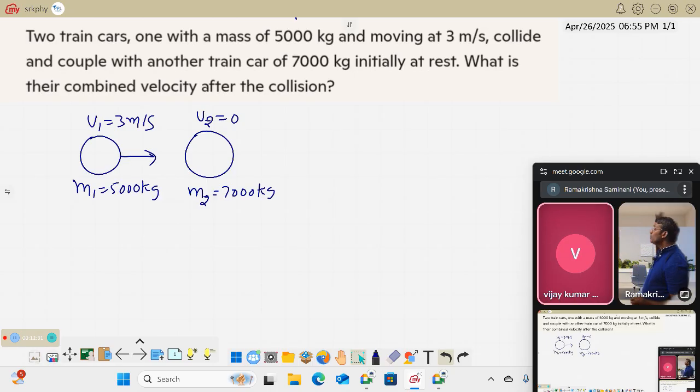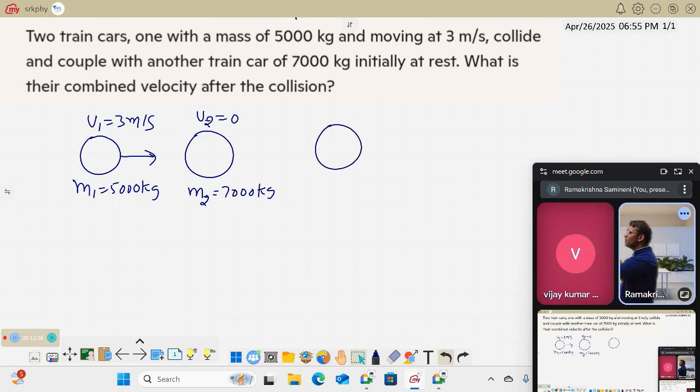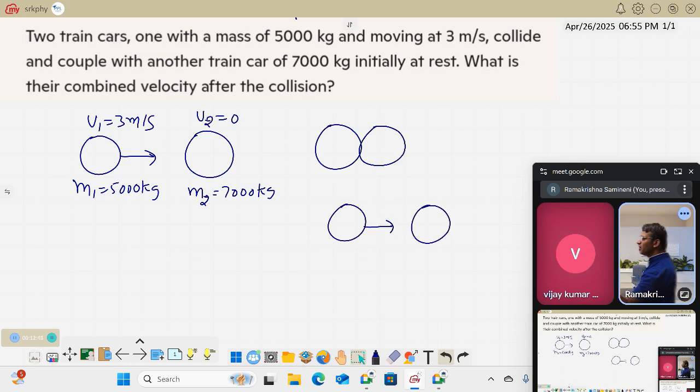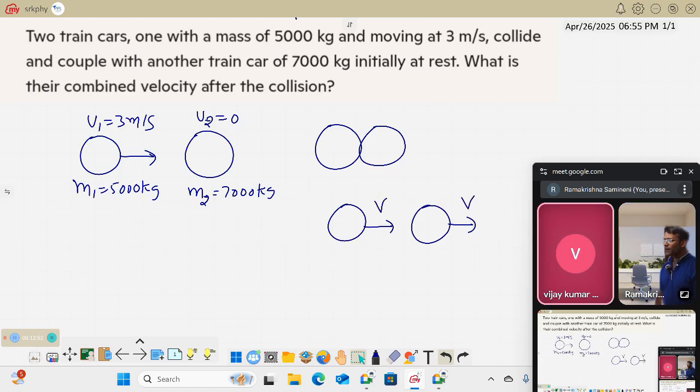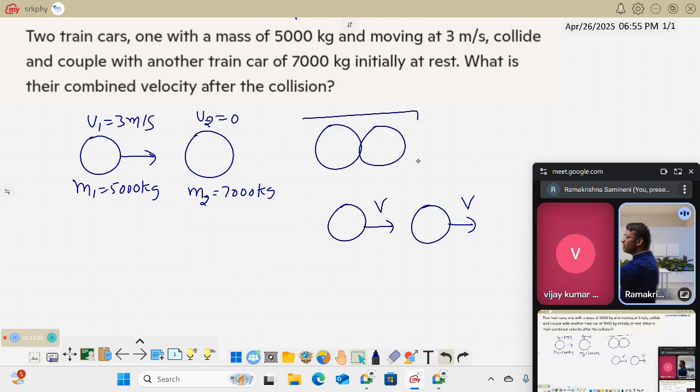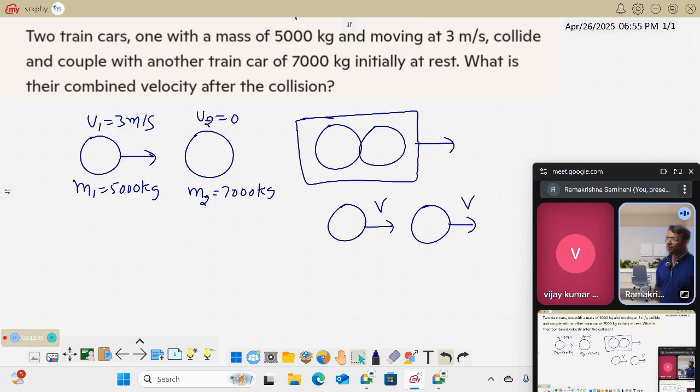So what is their combined velocity after collision? This is the case when they collide. If combined velocity is given, it means after collision, they do not get separated. Both are moving with the same velocity, and that is called combined velocity. They are moving together, both together.